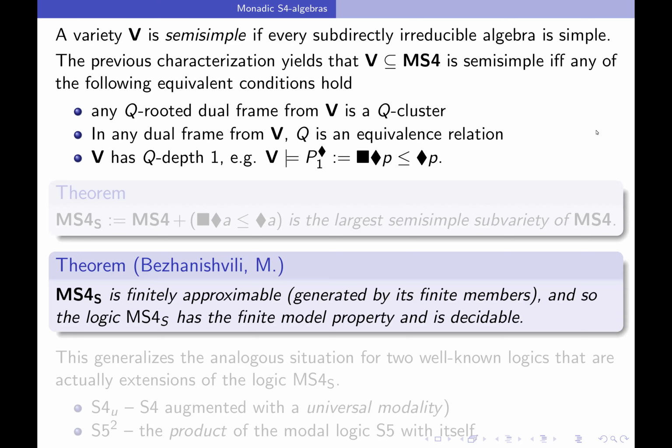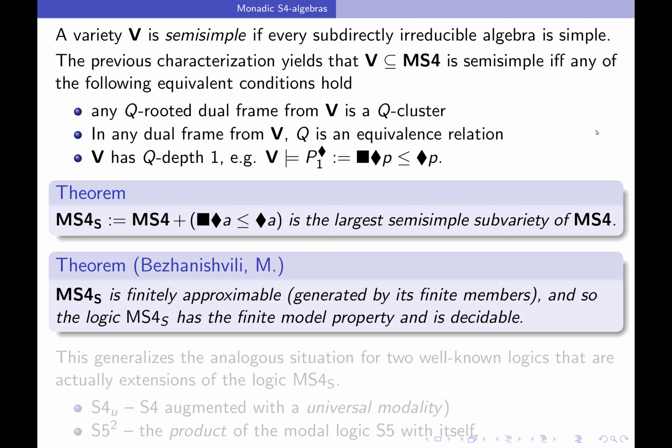And if you think about what this characterization from the last slide shows, if subdirectly irreducible is going to be simple, then any Q-rooted dual frame will actually be a Q cluster. Or in any dual frame, Q has to be an equivalence relation for that to happen. And finally, what that means is that the relation Q should be a quasi-order of depth 1, which we know that we can assert with this identity in the black box and black diamond that says that Q has depth 1. And so that motivates this definition.